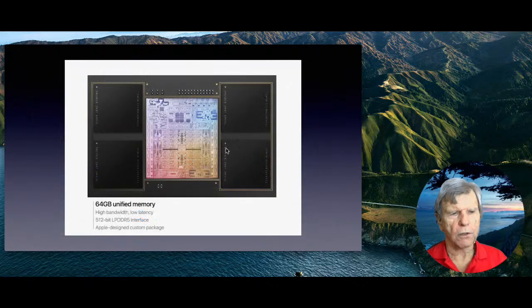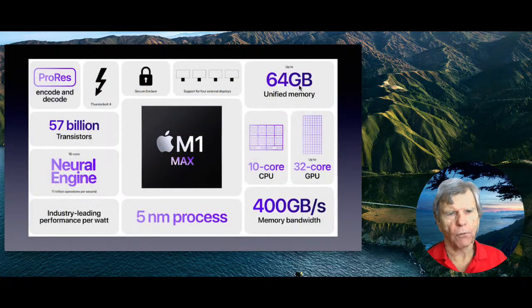So this is the M1 Max. So it has 64 gigabytes of memory, 57 billion transistors, and again, higher performance in your CPU and your GPU. And it can support up to 4 displays if you so desire.